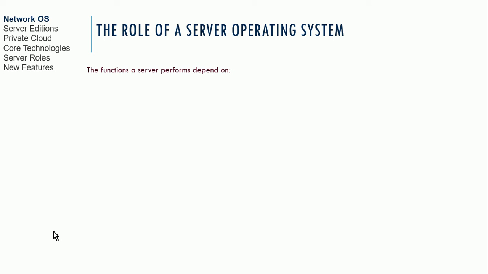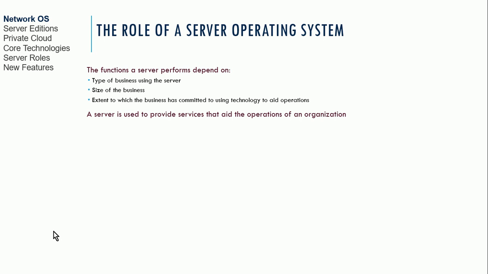The function of a server depends on the type of business using the server, the size of the business, and the extent to which the business has committed to using technology to aid operations. A server is used to provide services that aid operations of an organization. When we say the extent to which the business has committed to using technology to aid operations, some businesses don't really need servers. Technology is not a core part of their business.